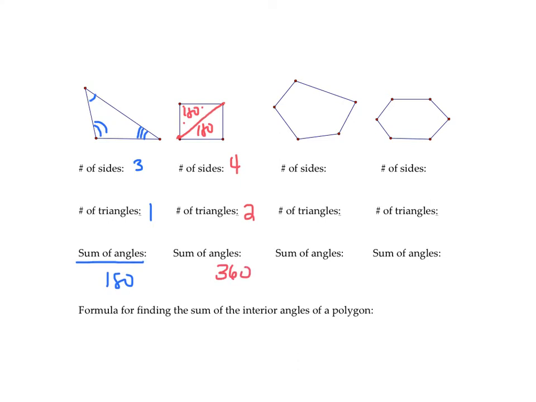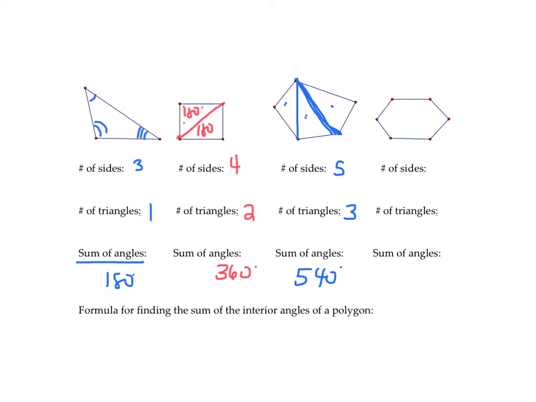Okay, in our next figure we have a pentagon. So check it out. Drawing the diagonals from one vertex, I have one diagonal here, one here. All right, we have 1, 2, 3 triangles. So 5 sides gives us 3 triangles. And if we were to add 180 plus 180 plus 180, we'd have a total of 540 degrees. By the way, all of these are in degree measure.